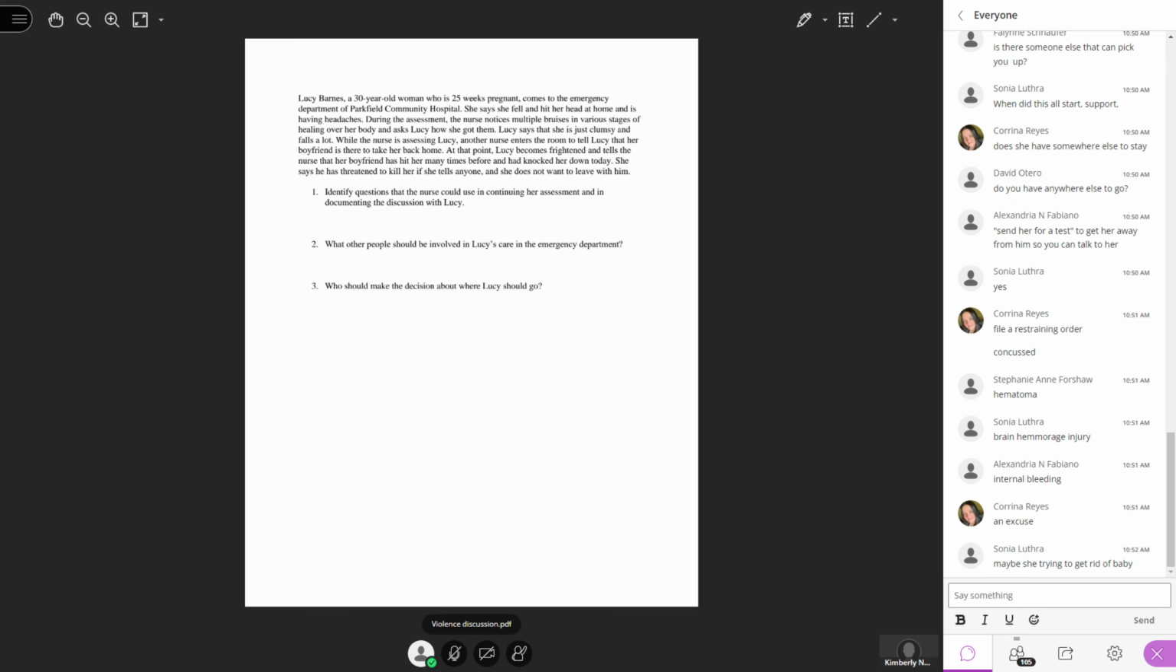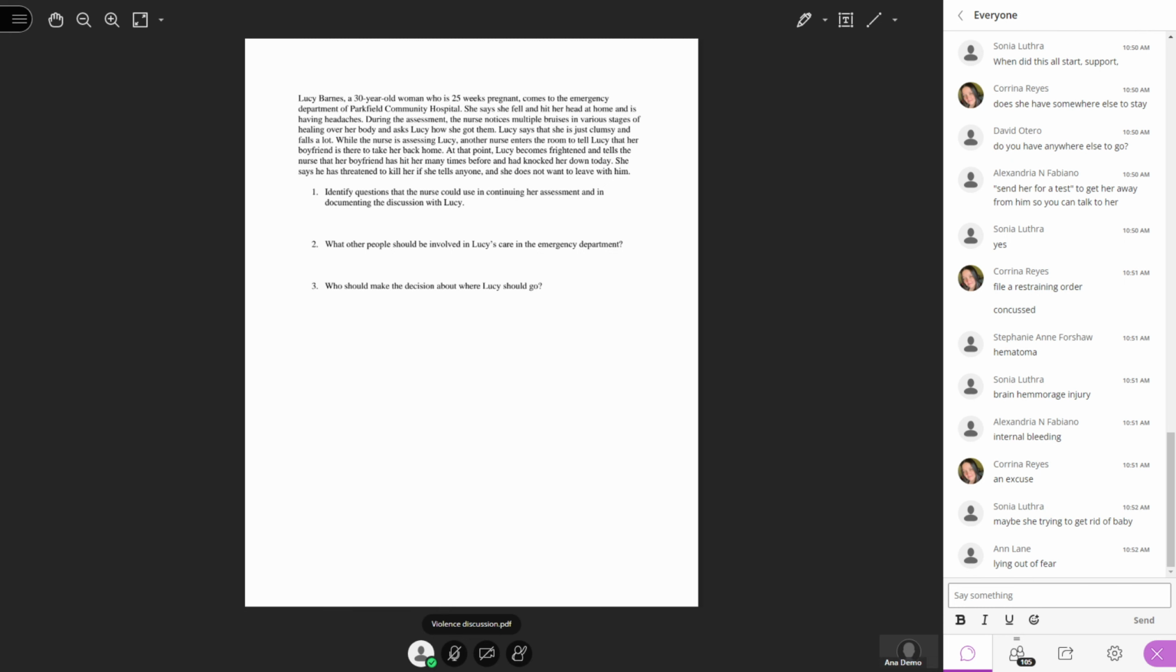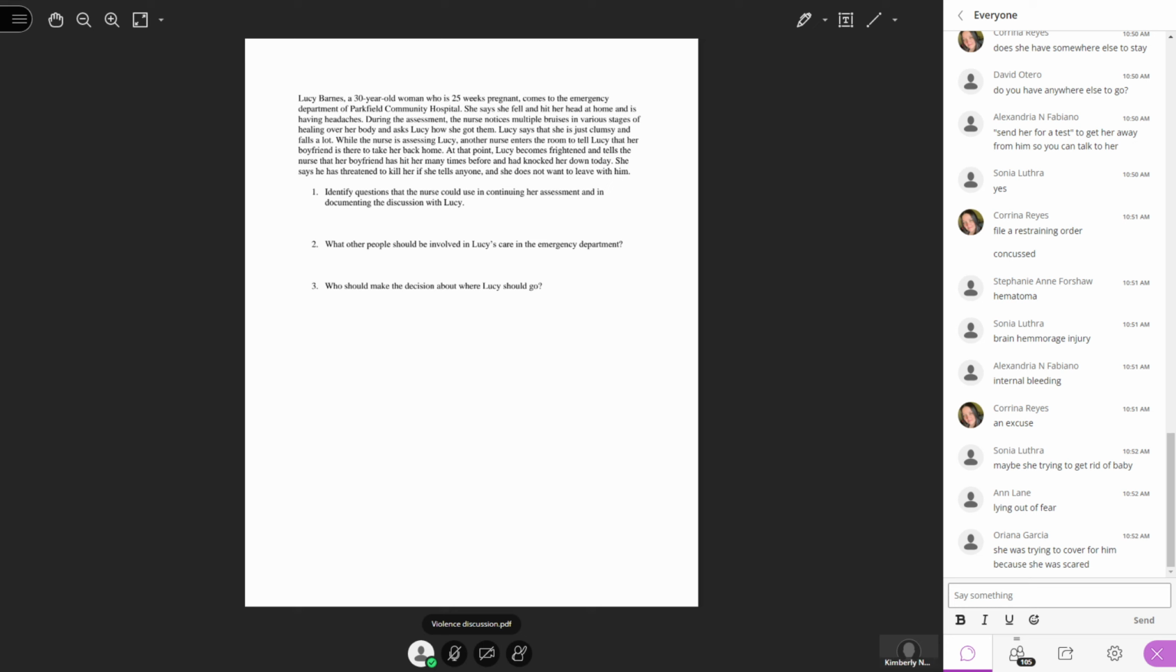Saying that she's clumsy and falls a lot is incongruent with her head injury, because most people don't hit their head when they fall if they're not drunk. Correct. Why, Anna? Our natural response is to catch ourselves. So if something were to hurt, it would be maybe a wrist or an arm or shoulder or something like that.